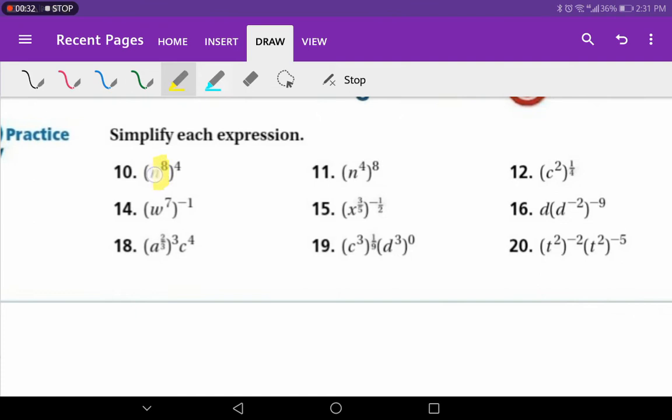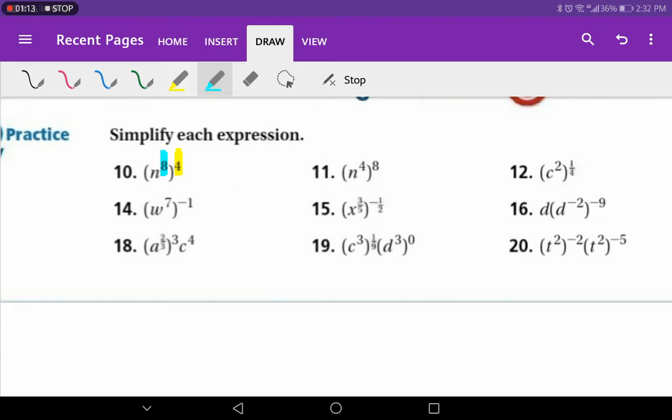If you have n with power 8 raised to the power 4, what is your mission, my dear student? You just multiply the 8 by the 4 and you're done. So you write the n down and find the product of 4 multiplied by 8, which is 32. We're done. So the rule, or your technique, my dear student: just multiply the power outside by the power inside and you're done.